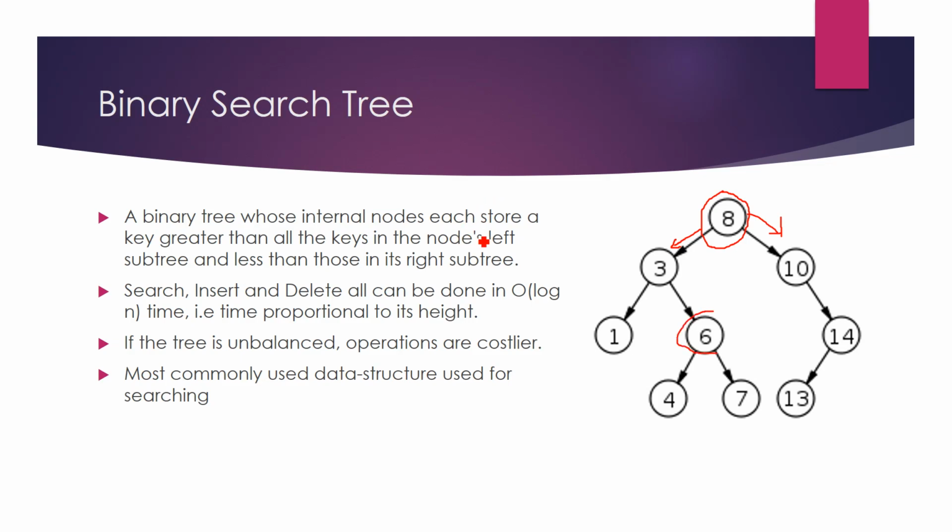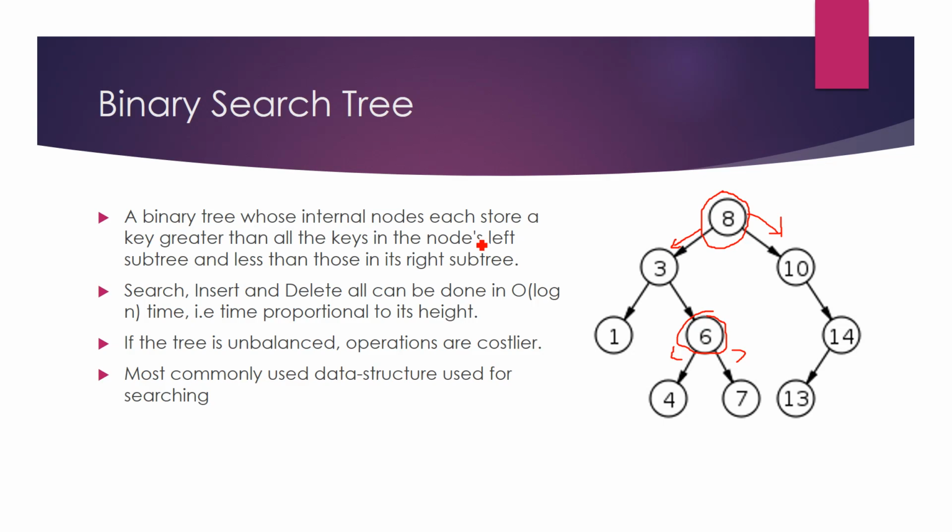If we take 6, the same property applies. 4 is less than 6 and 7 is greater than 6. So this is a very important kind of tree where operations like search, insert and delete can all be done in order log n time, which is just proportional to its height. So you can see if we compare it to a normal array data structure, this can be a great benefit for us. In fact, if a binary search tree is unbalanced, operations might still become costlier.